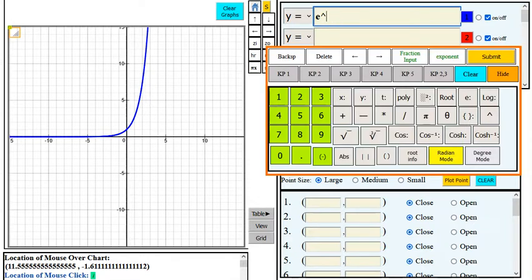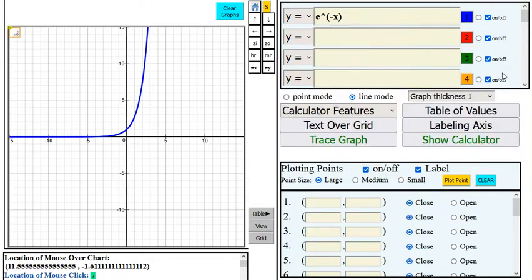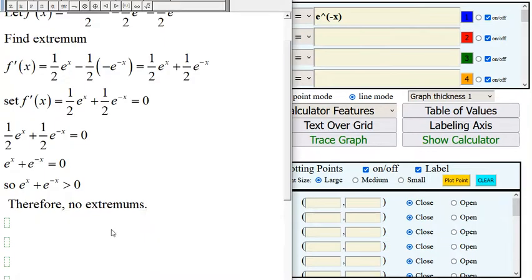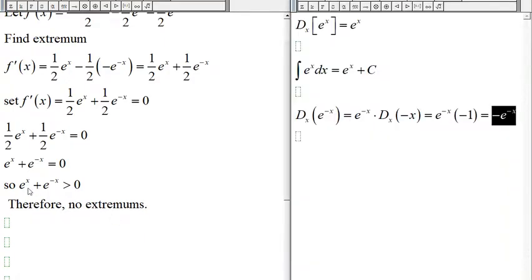And then here's the graph for e to the negative x. It's just the other way around. And we see that it's also above the x-axis, so it will always be positive. So e to the x will always be positive, e to the negative x will always be positive, and therefore the sum, e to the x plus e to the negative x, will never be zero. It will always be greater than zero.